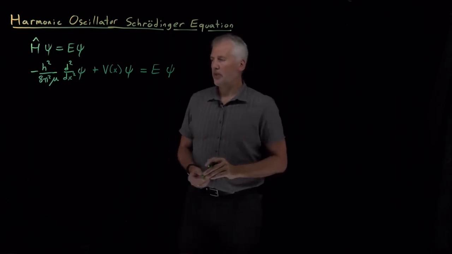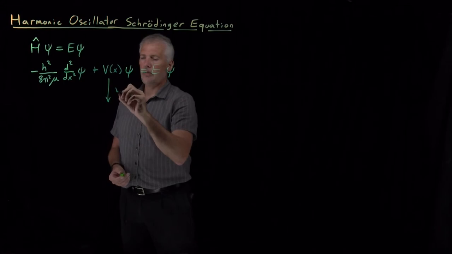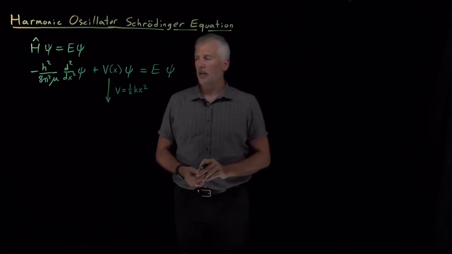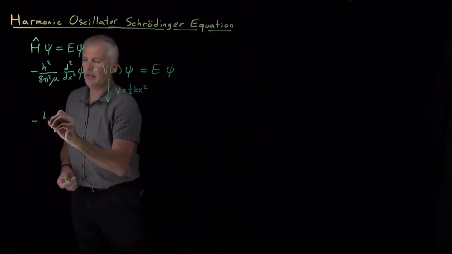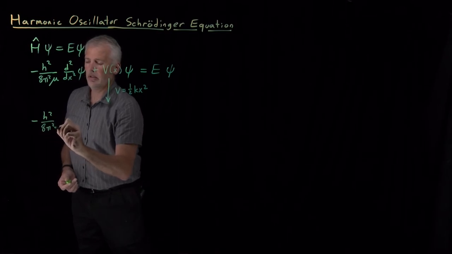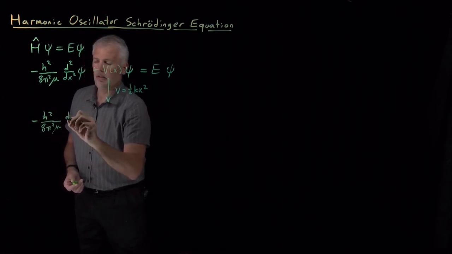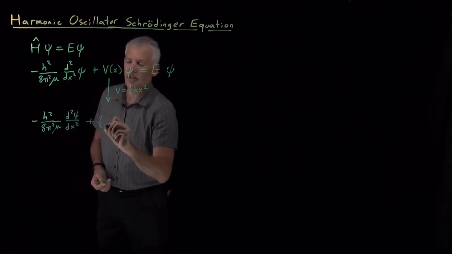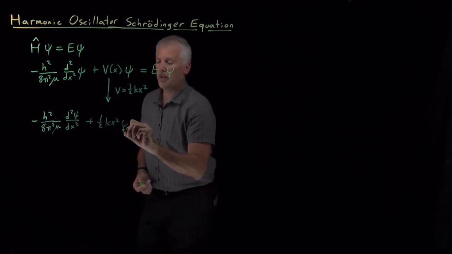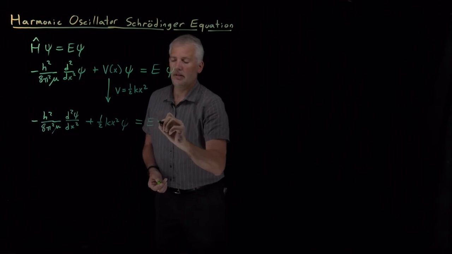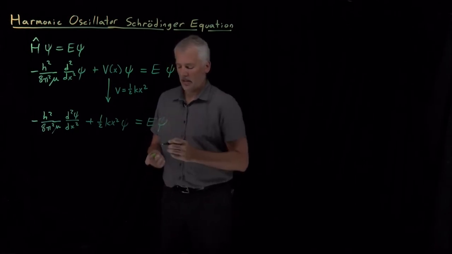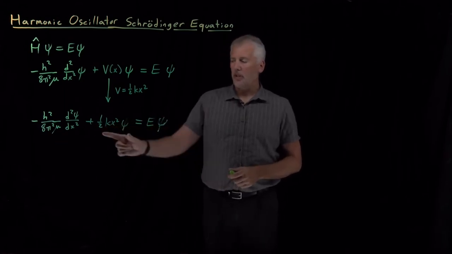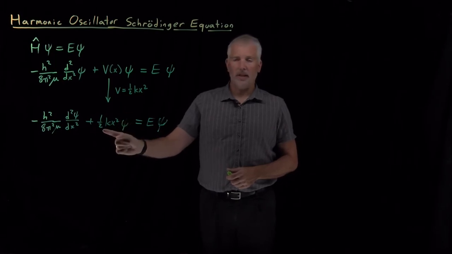So, for us in particular, talking about the harmonic oscillator, our potential energy has the form 1/2 kx squared. So I'll just rewrite that. So our potential energy looks like 1/2 kx squared, multiplying a wave function. So here's the version of Schrödinger's equation for the harmonic oscillator. I've used the harmonic oscillator potential energy, 1/2 kx squared.